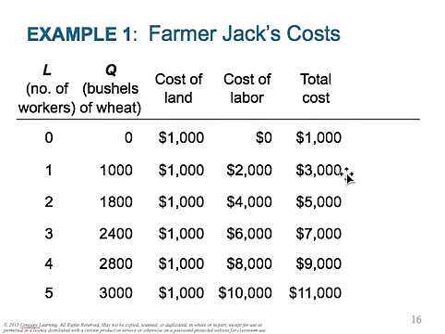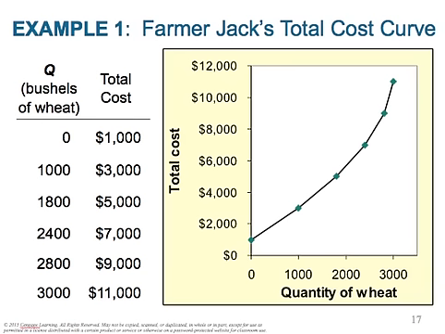2 plus 1 is 3. 1 plus 4 is 5. So on and so forth. To 10,000 plus 1 is 11,000. Very simple calculation there. Here's his total cost curve.